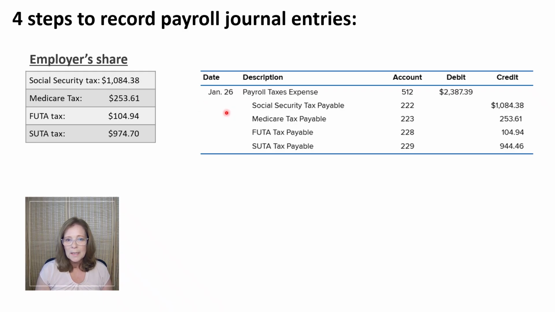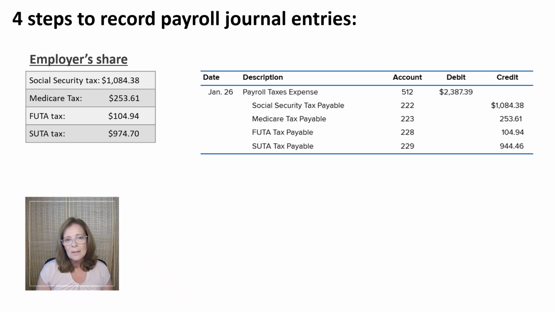On January 26, we debit payroll tax expense for $2,387.39. Credit the Social Security tax payable for $1,084.38. We credit Medicare tax payable for $253.61. Credit the FUTA tax payable account for $104.94. And we credit the SUTA tax payable account for $944.46.